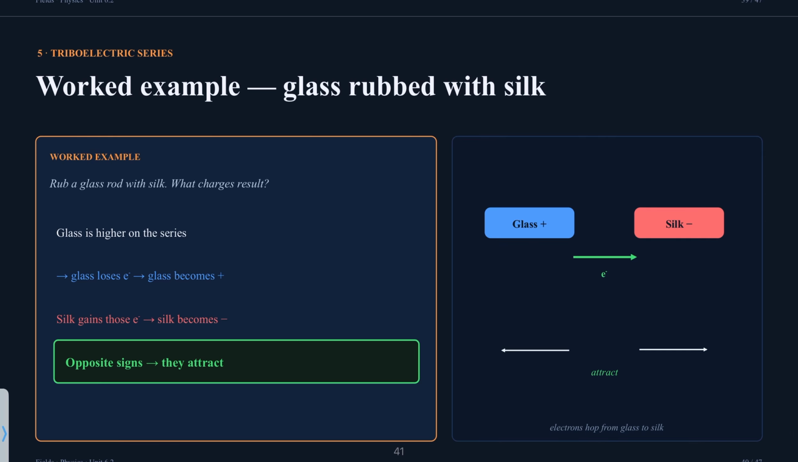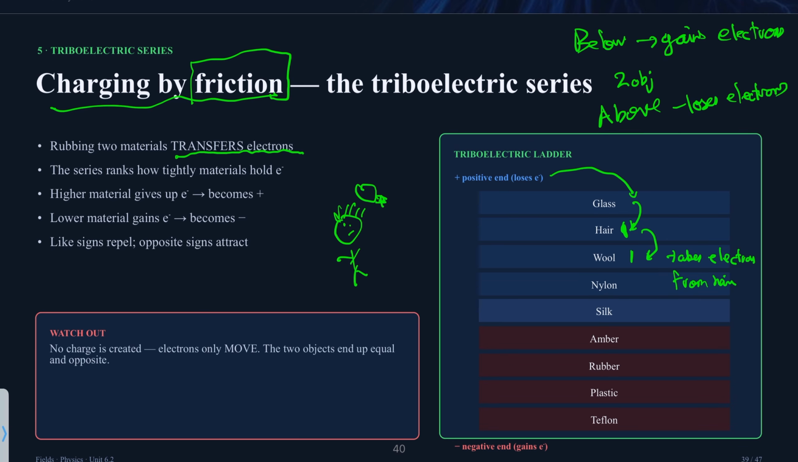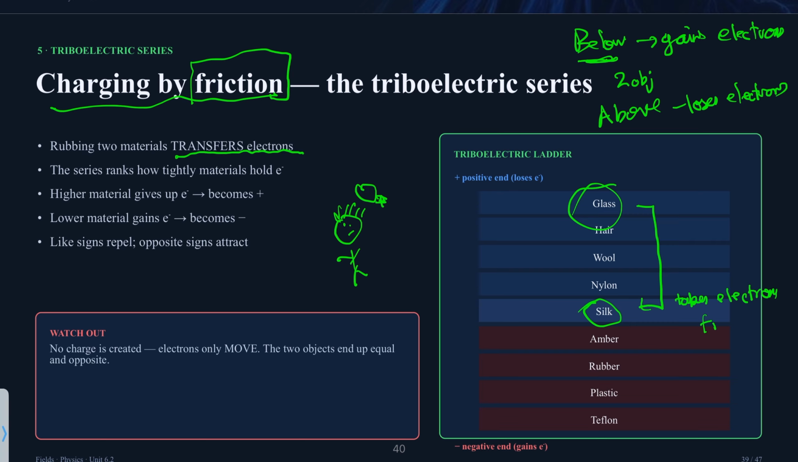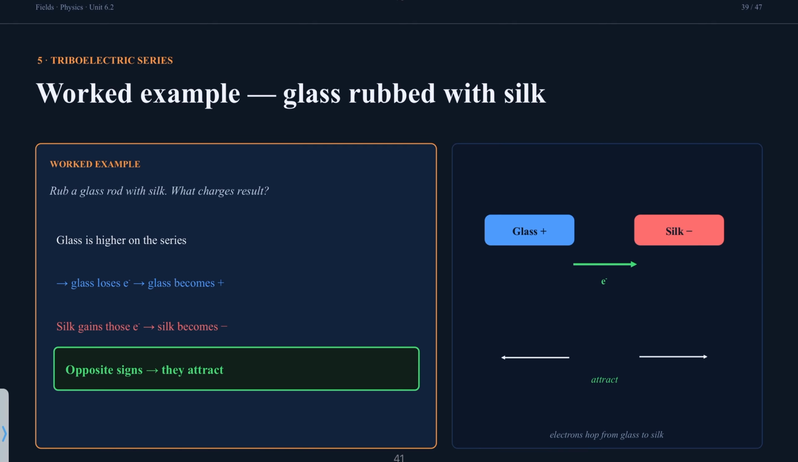So let's see, glass rubbed with silk. You're going to need the table, so let me scroll up here to the table. Where is glass and where is silk? Glass is up here at the top of the triboelectric series. Silk is over here. The one below gains the electrons, the one above loses the electrons. So the silk takes electrons from the glass. That means glass loses electrons, so glass becomes positively charged. And since silk gains extra electrons, it becomes negatively charged. And then accordingly, they're going to attract each other.